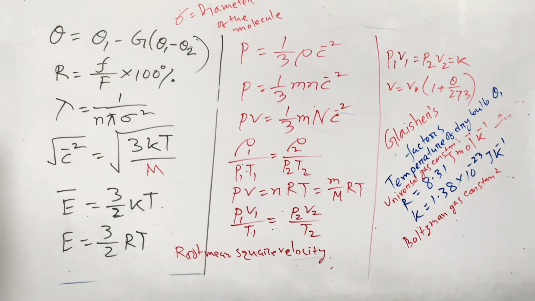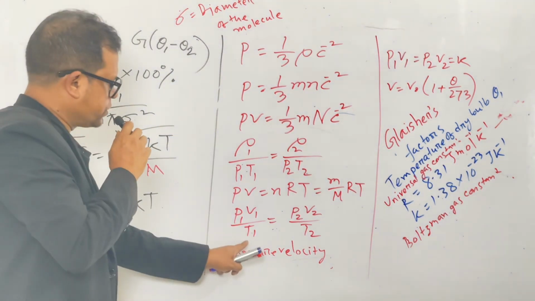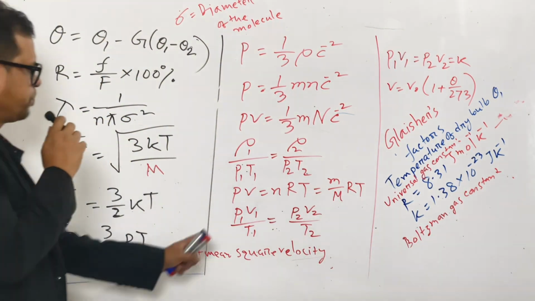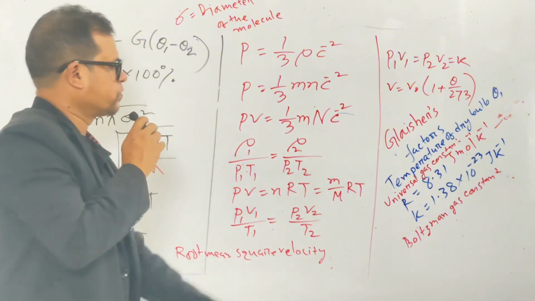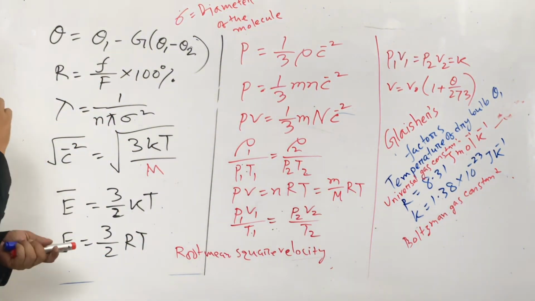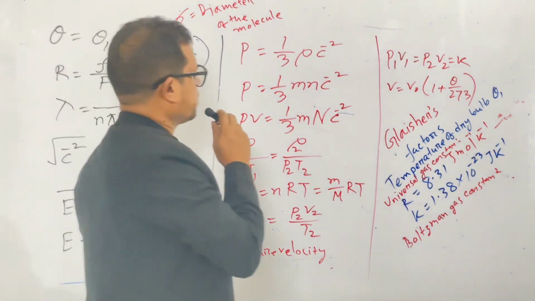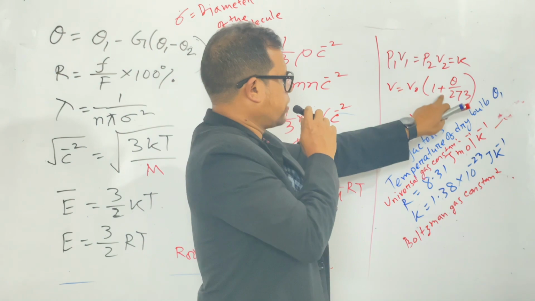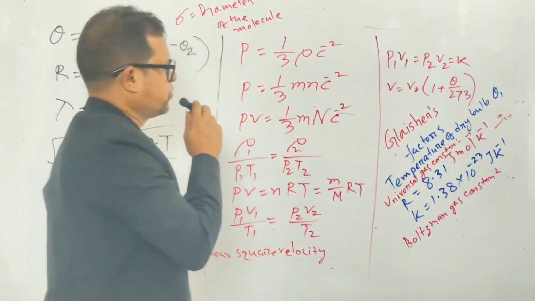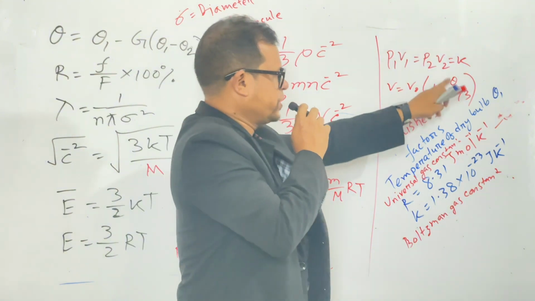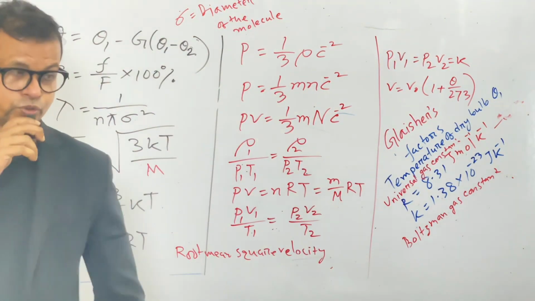And P1 V1 over T1 equal to P2 V2 over T2. If you know V1, T1, P2, V2, you can find out the remaining quantity. Actually, if five values of quantities are given, you can find out the remaining quantity. P1 V1 equal to P2 V2 equal to K. V equal to V naught bracket 1 plus theta over 273.